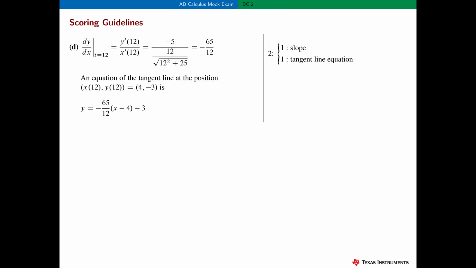Here are the scoring guidelines for this problem. Part D was worth 2 points. The first point is for finding the correct value of the slope of the tangent line. And the second point is for presenting a correct equation for a line tangent to the path of the particle at time t equals 12.